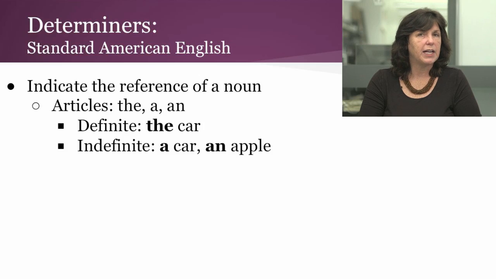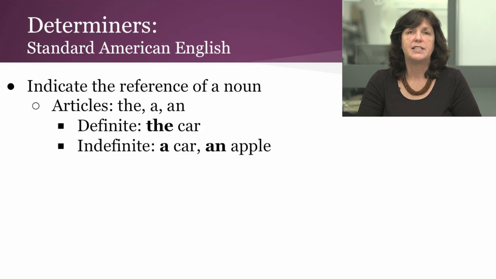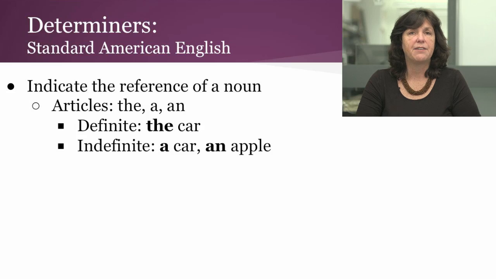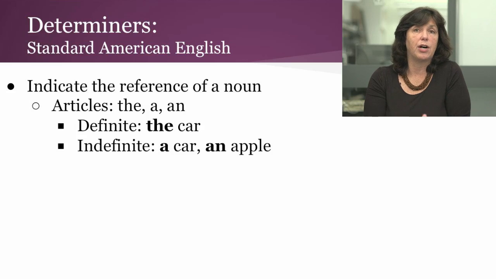Some of the most recognizable determiners are the articles such as a, the, and an. The is referred to as a definite article because it implies a specific reference, such as the car, as in the car that my neighbor owns. Indefinite articles like a and an, on the other hand, are less specific. If we say, there is a car parked illegally across the street, a car could refer to any car, such as my car, their car, or your car.